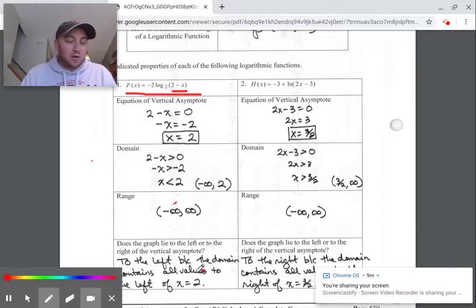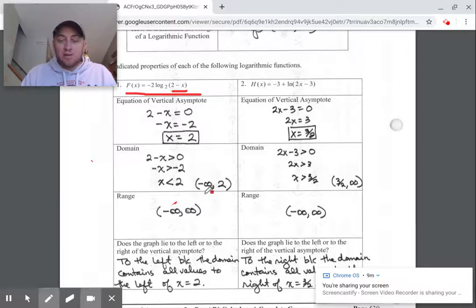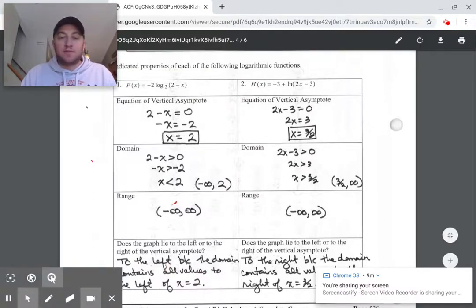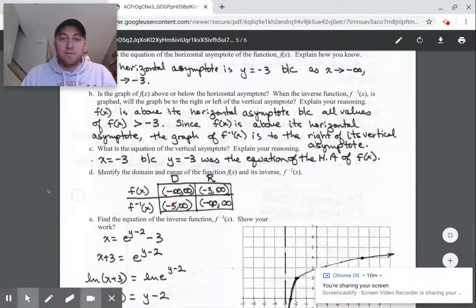And then this last question here: does the graph lie to the left or to the right? Well, what's the domain say? The domain says, all right, it's from negative infinity to our vertical asymptote. So that would be to the left. Over here is just another example. So I'm going to go ahead and move on. But it's basically the same stuff. Vertical asymptote, set the argument equal to 0. Domain, set the argument greater than 0 and solve. And the range is always negative infinity to positive infinity.